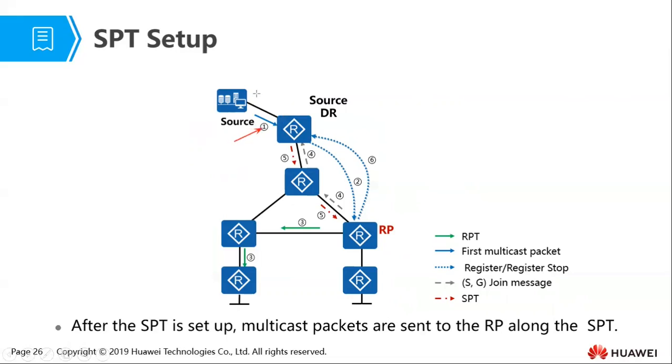A multicast source will first send a packet to the source DR. When the source DR receives the multicast packet, it will encapsulate it in what we call a register message. So if you see step number 2 here, it's going to send a register message to the rendezvous point in unicast mode, because it is aware. When we are configuring, you'll see that everyone is aware of who the RP is. Now, when the RP receives the register message, it's going to decapsulate that packet and send that multicast packet via the RPT to the receiver.